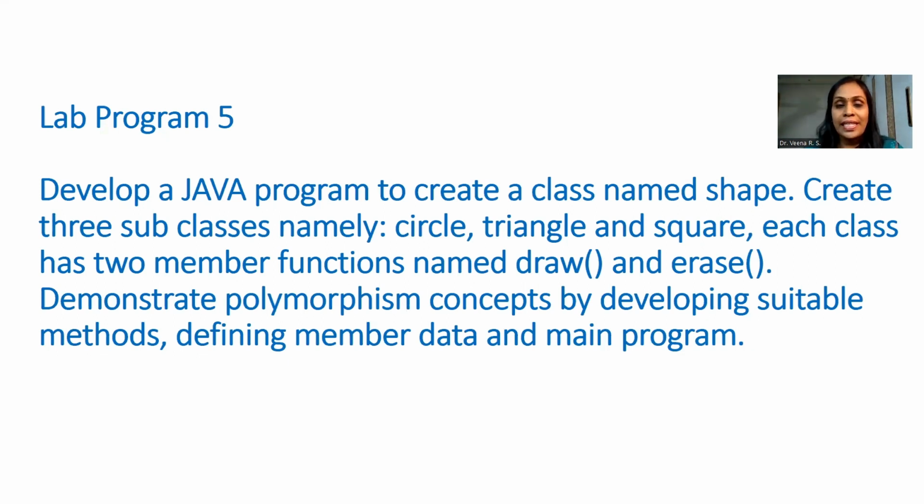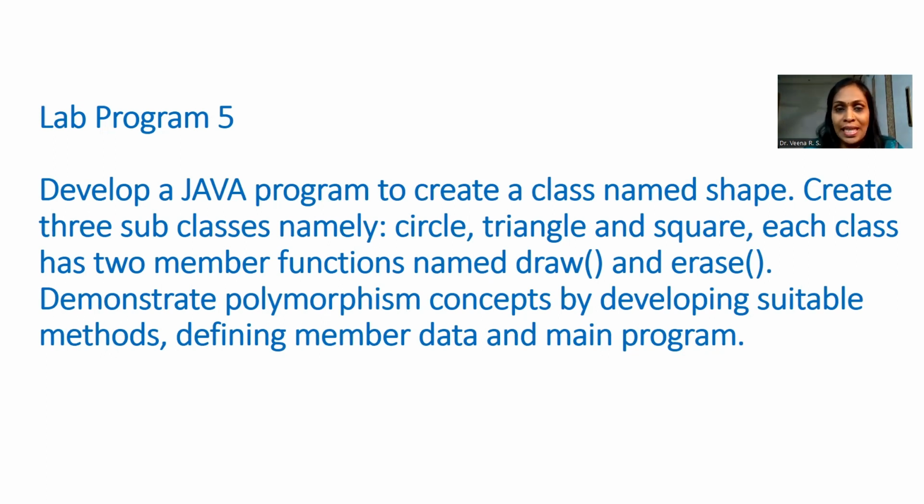So what exactly is expected out of this program is you have to create a class called shape. From that particular class shape, you have to inherit 3 various subclasses called circle, triangle, and square. And each of these subclasses should have 2 member functions called draw and erase. And you have to demonstrate polymorphism concepts by developing some suitable methods, some member data, and main program.